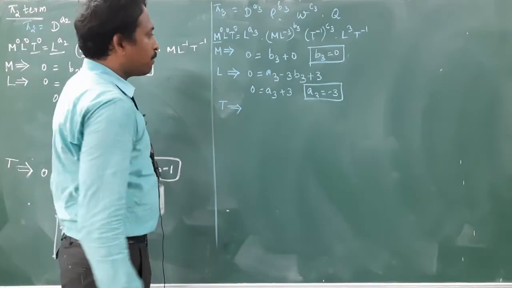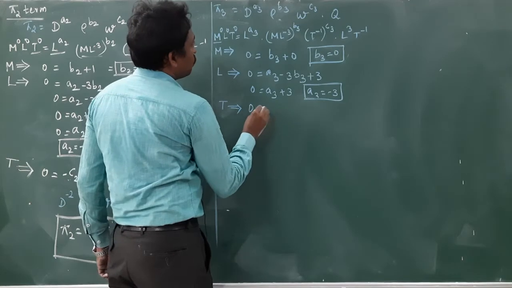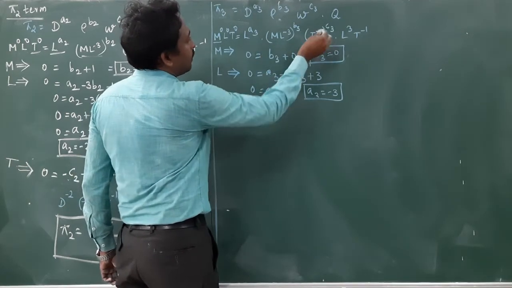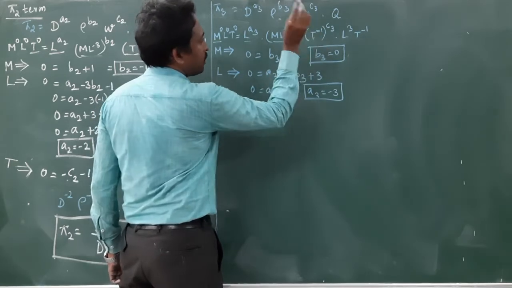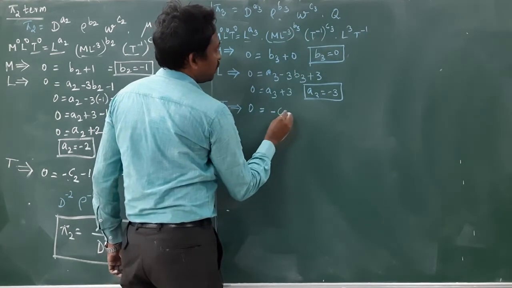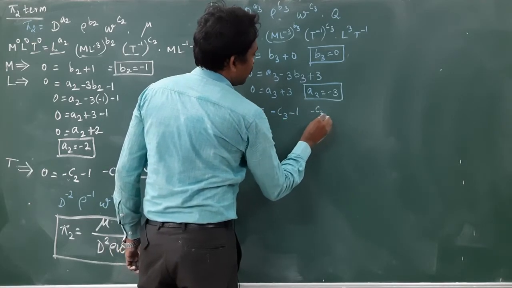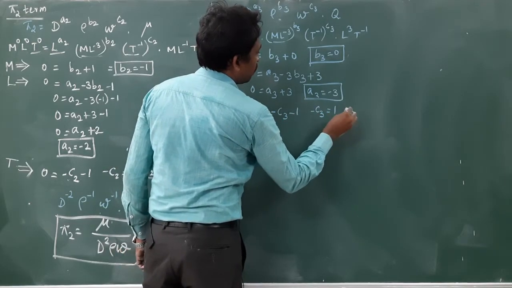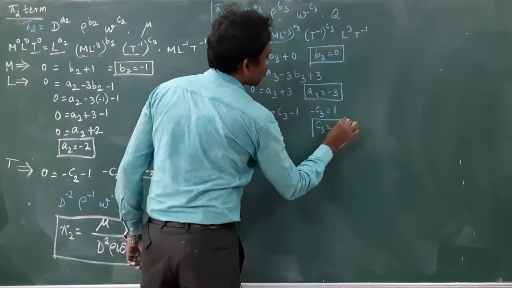Find out the power of T. Left hand side T power is 0. Here there is no T term, here there is no T term, here T power is minus C3 minus 1. So minus C3 equal to plus 1, then C3 equal to minus 1. Okay.